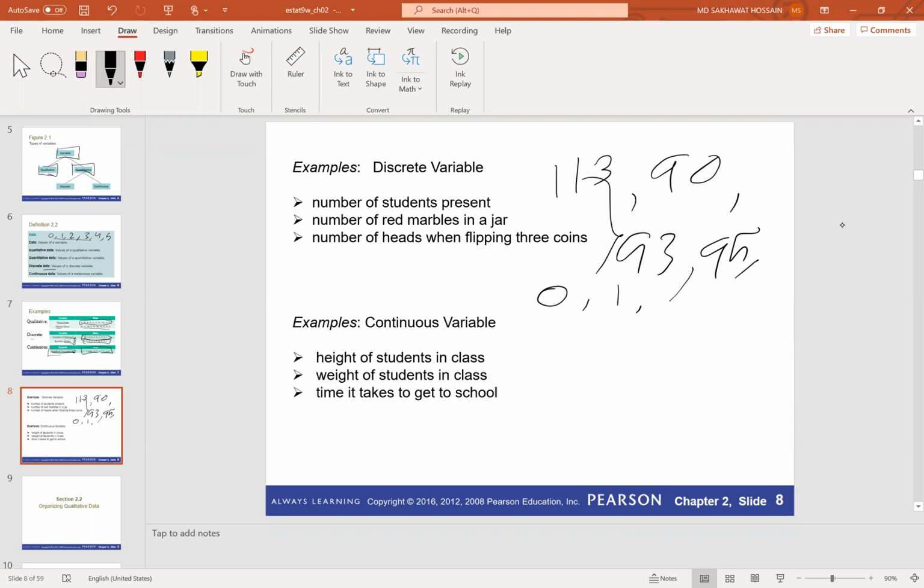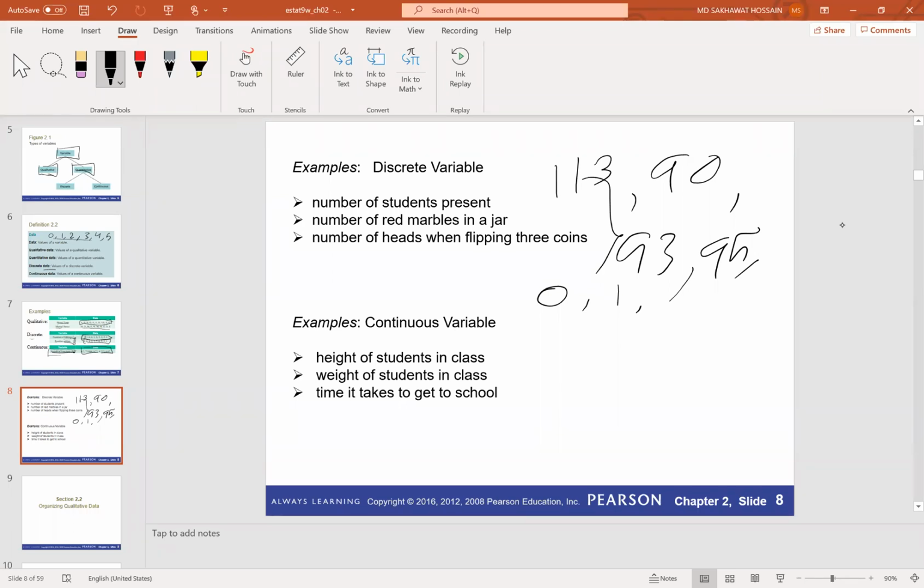Yeah. Now a continuous variable: height of students in class. Can we list all the possible values of height of students in the class? What could be the possible values? It can take any number, right? The height could be 5 feet 6 inches, or it could be 6 feet 2 inches, right? So it can take any number. That's why this is continuous.